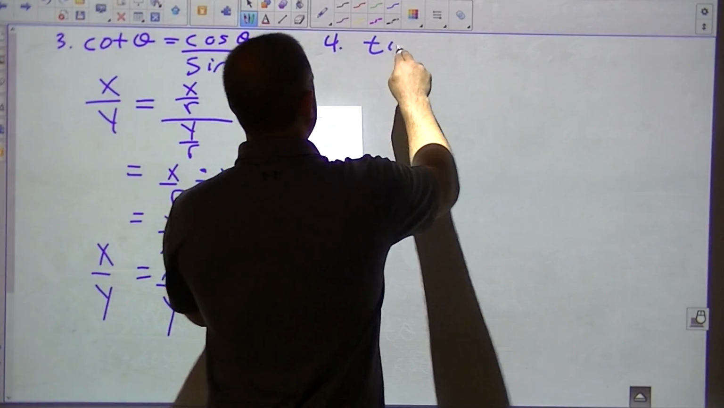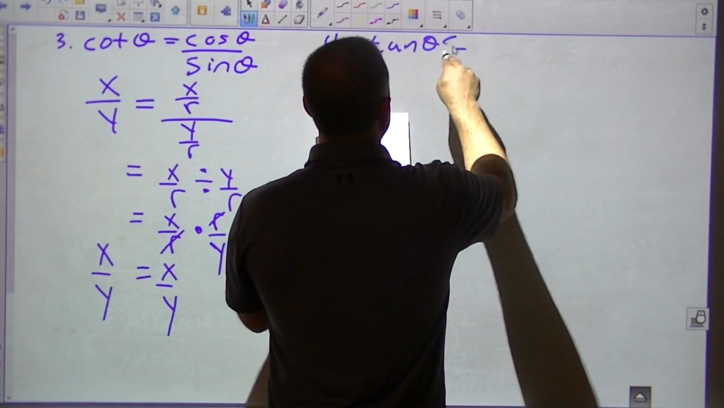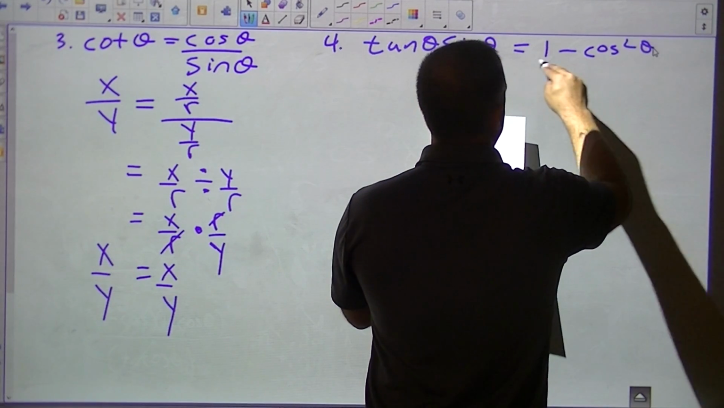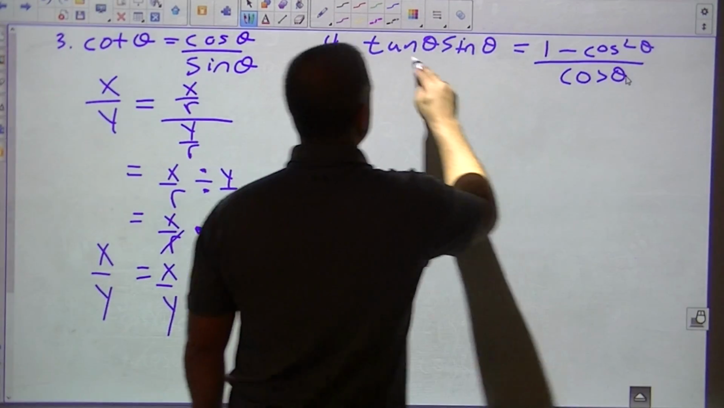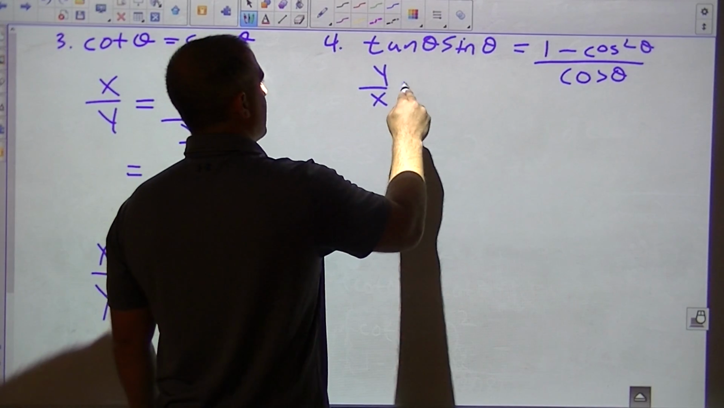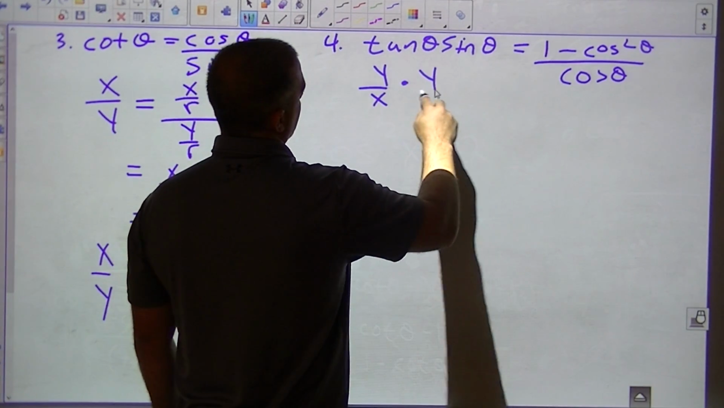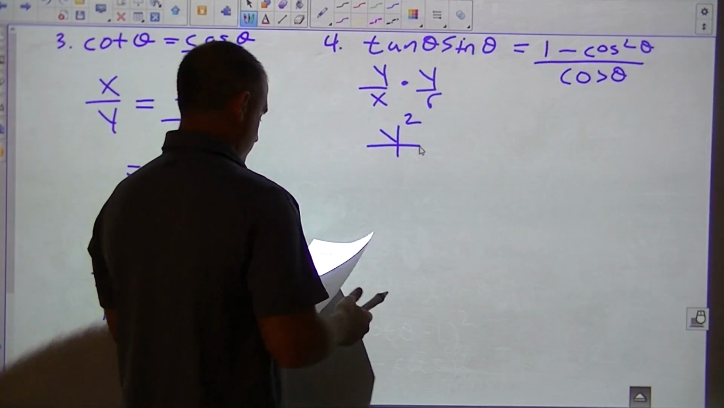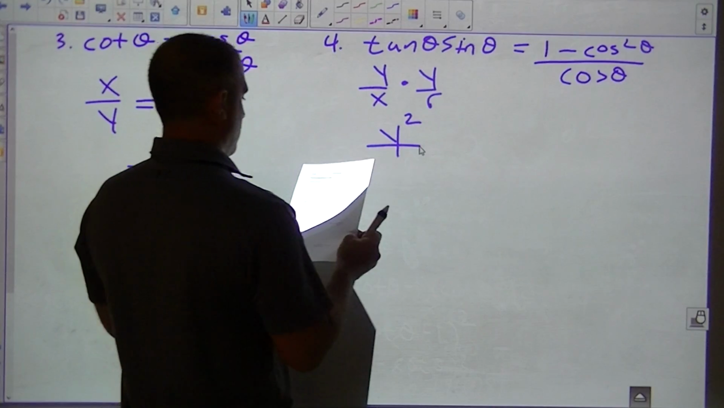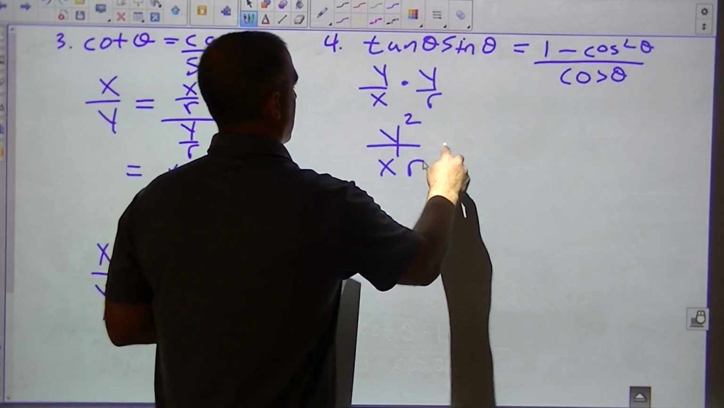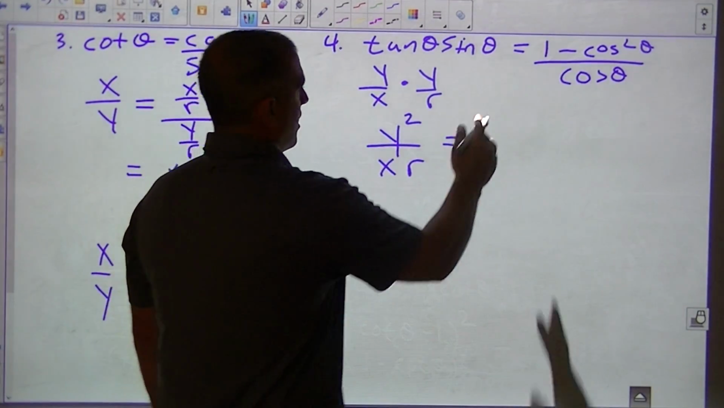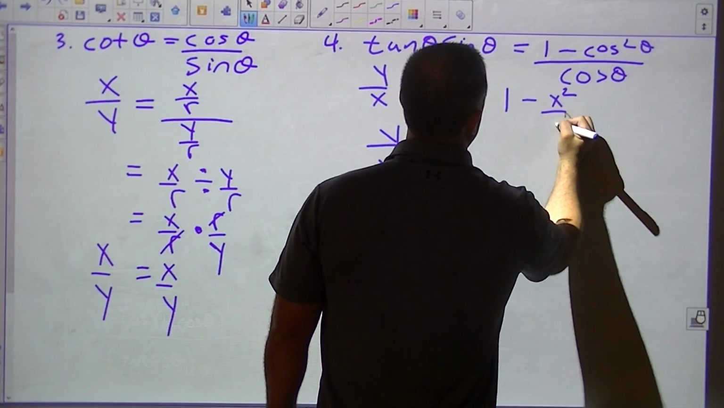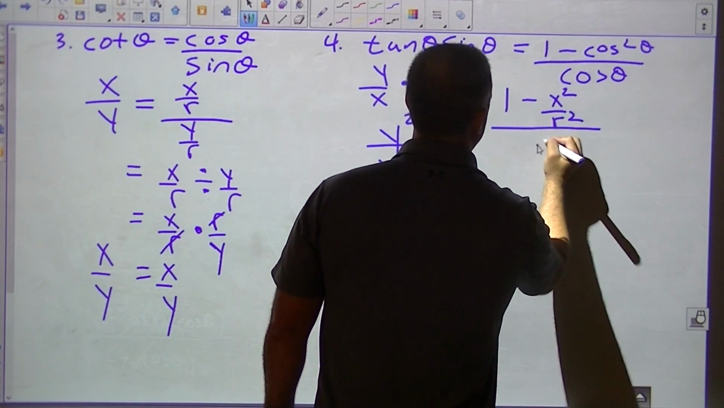Number 4 says tan theta times sine of theta equals 1 minus cosine squared of theta over cosine theta. What this is going to turn into is y over x times y over r. So what I got is y squared over xr. If I look over here, I'm going to turn that into 1 minus x squared over r squared, divided by x over r.